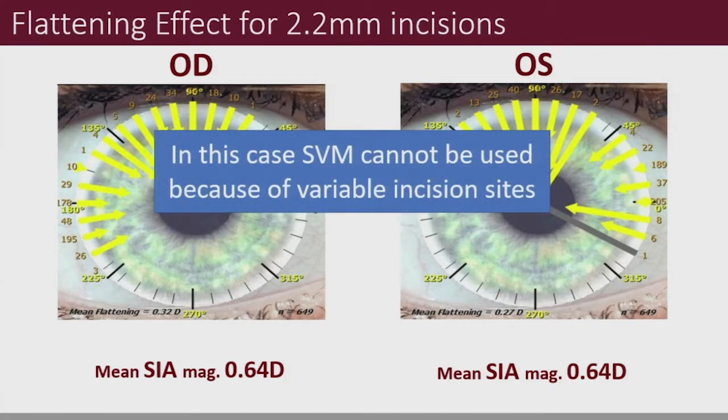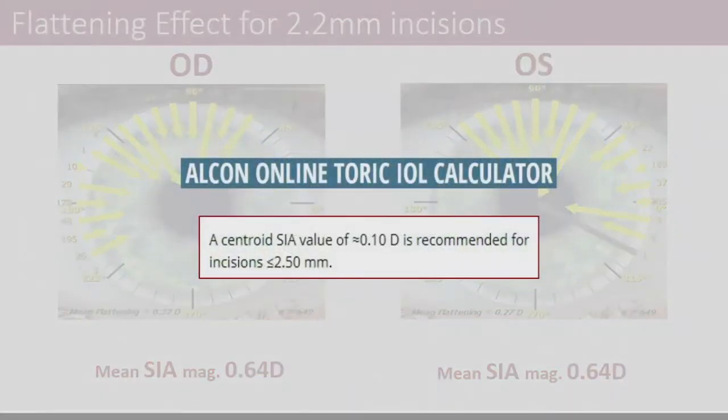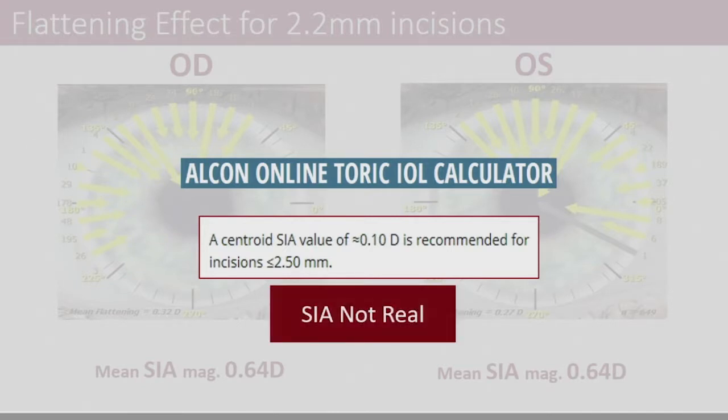So when you look at a whole eye, when you put incisions on axis as we have here, you can't use a summated vector mean because of the variable incision sizes, but you can use the flattening effect, which effectively is a summated vector mean at each side of the incision. So to use the Alcon toric calculator as an example, it recommends that if you use an incision that's less than 2.5 millimeters, you can use 0.1 as an incisional effect for all your incisions. So really, in this case, the SIA is not real, as I just showed you.